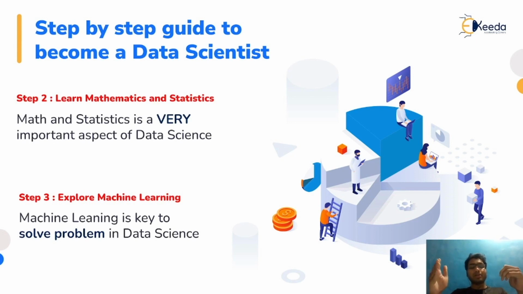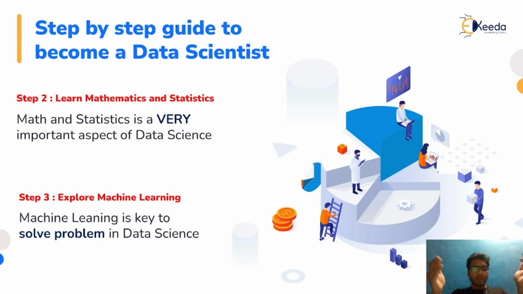So once you identify that you like data science, your second step will be to learn mathematics and statistics. Again, I would say that the entire mathematics and statistics is not used in data science. There are certain specific topics of mathematics and statistics which are very important in the data science field. So as a second step, you should try to learn those concepts, and that will definitely benefit you to become a good data scientist.